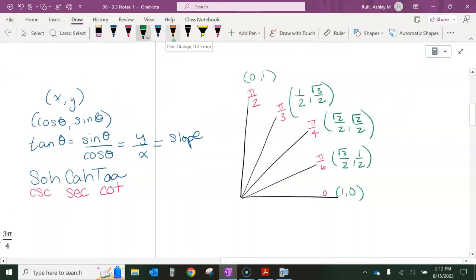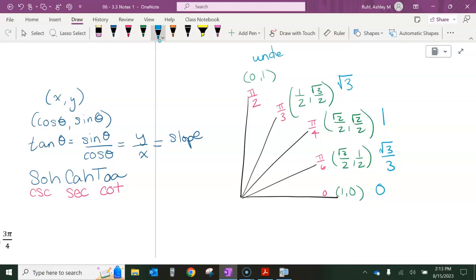The next bit of information I need is what is their slope, or their tangent. We know right here that's going to be 0. Here we're going to have square root 3 over 3. At pi over 4 we have 1. Pi over 3 is just square root 3. And at pi over 2 it is undefined.